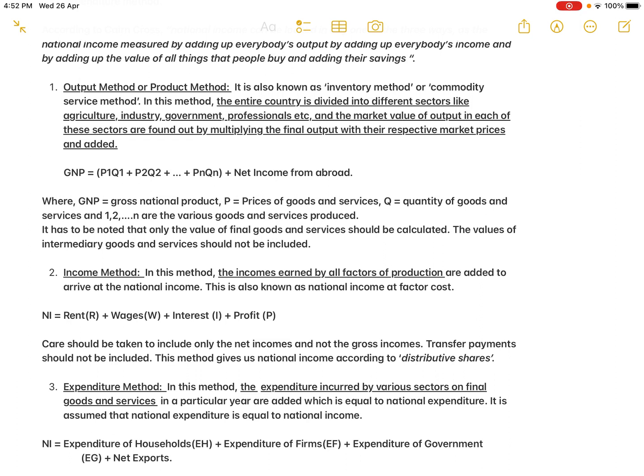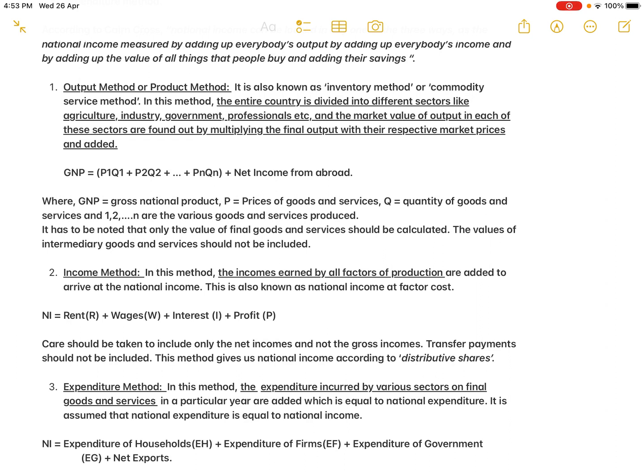So national income is equal to rent plus wages plus interest plus profit, that is, total rent of the country, total wages received by all the laborers in the country, total interest received by all the capitalists in the country, plus total profit earned by all the entrepreneurs in the country. So this will give the national income of the country. In this, if you want, you can add the net income from abroad, and you will get the net national income.